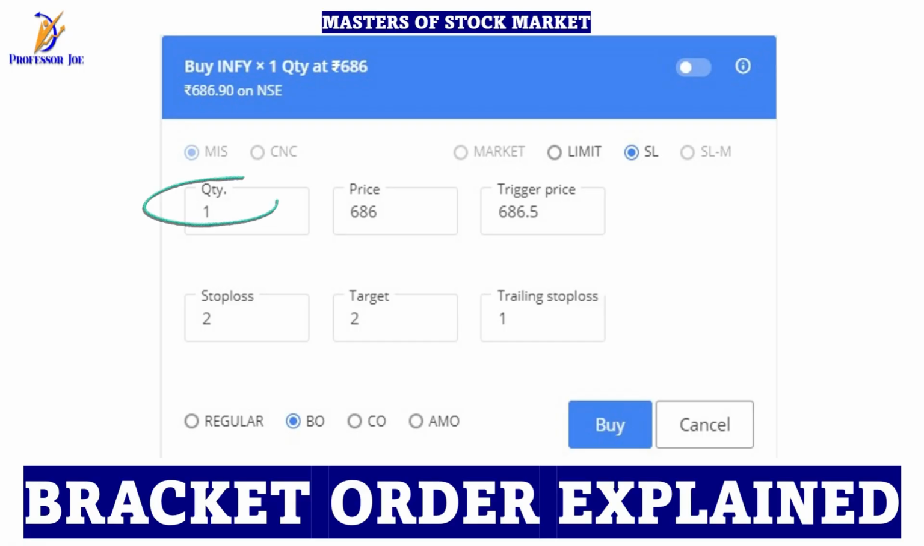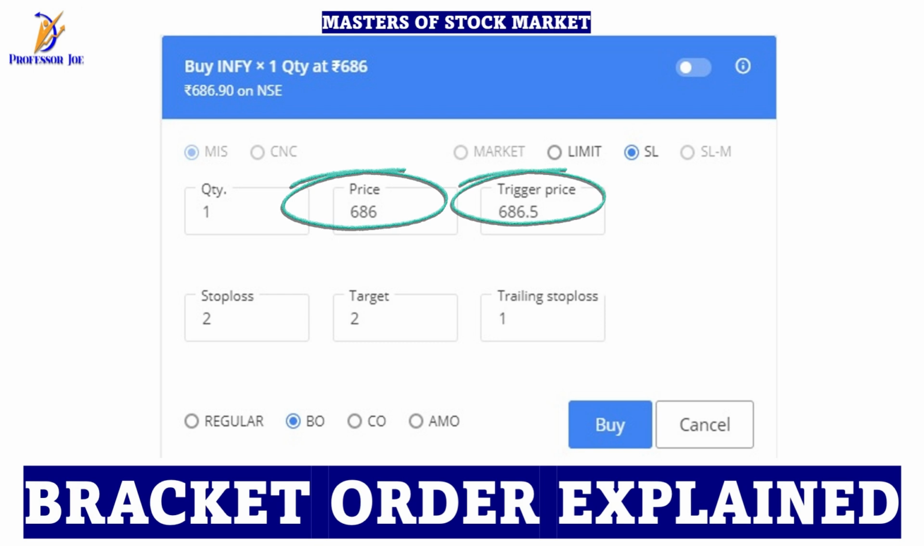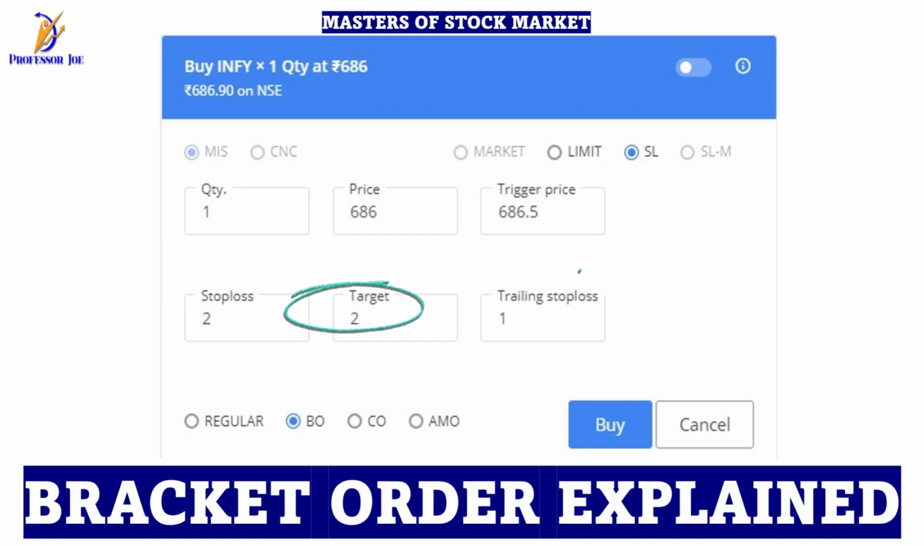Now, to apply a trailing stop loss, there is a very, very simple order which is called a bracket order. It's very simple and easy to use because in a bracket order, you can enter the quantity, you can see the current price, you can enter your trigger price, you can enter your stop loss, you can enter your target, and you can enter your trailing stop loss. Everything can be entered. And of course, you need to click on bracket order and buy. And that's it. You've done your job.